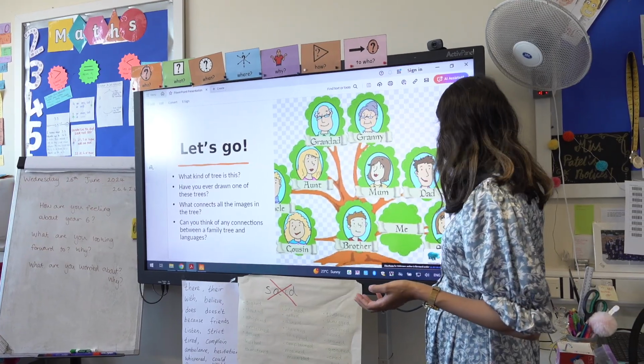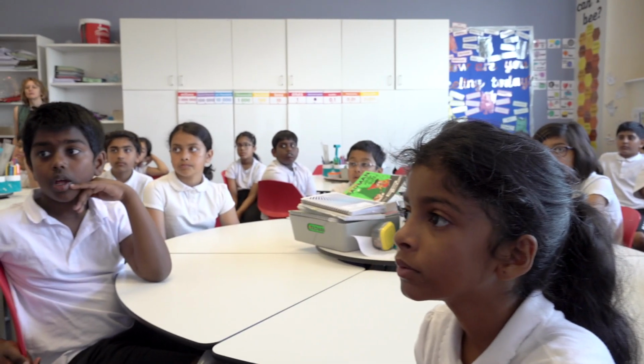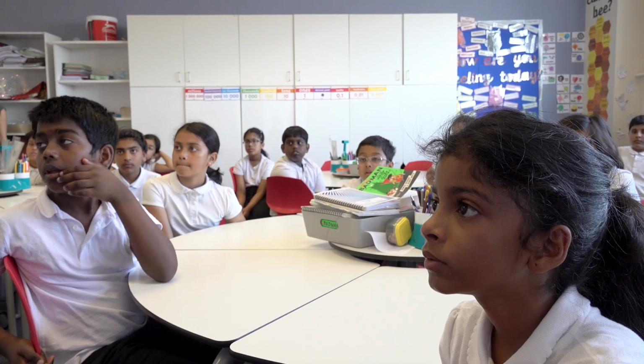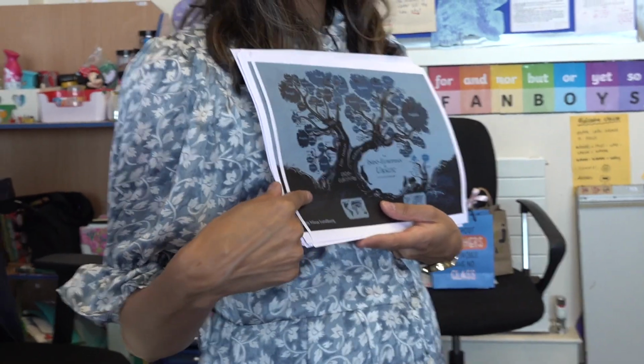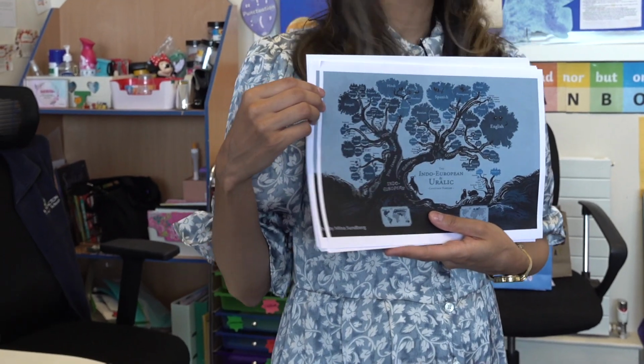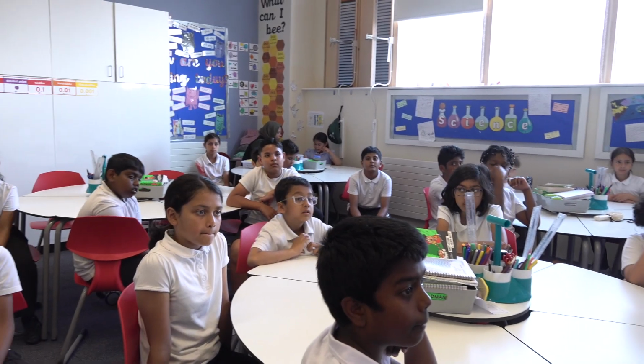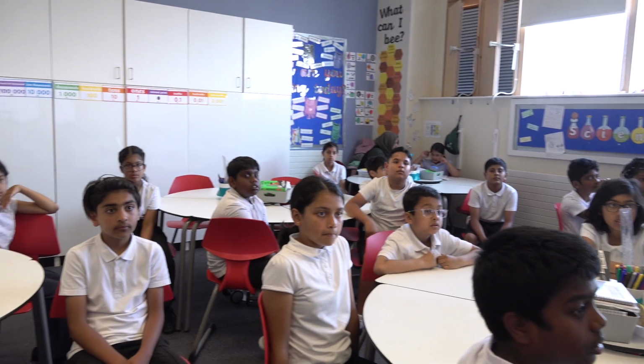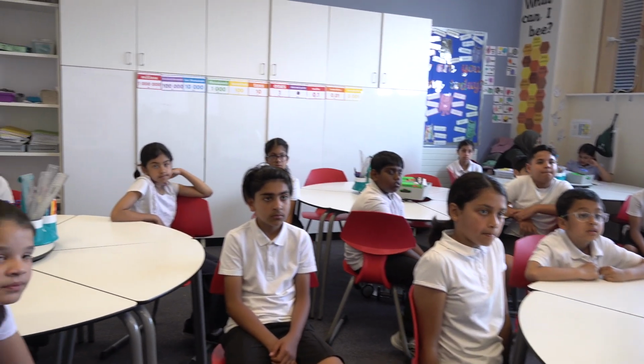So you're going to see a famous illustration by someone called Mina Sundberg, okay? And this is your linguistic tree that you're going to be looking at. She's from Finland, she's a Finnish artist. It shows a relationship between Indo-European and Uralic language families.